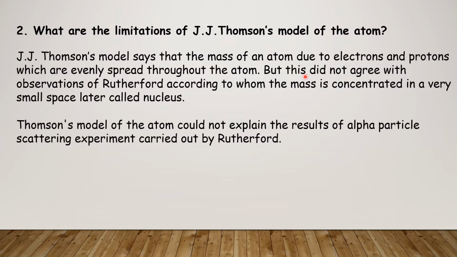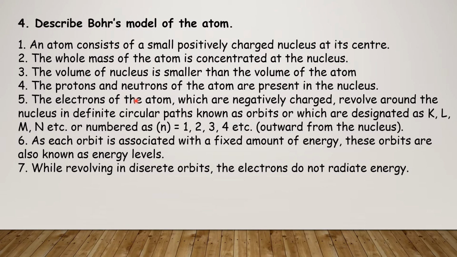But Rutherford's experiment shows that the mass is concentrated in the center, the middle part, which is called the nucleus. Thomson's model of the atom could not explain the results of the alpha particle scattering experiment carried out by Rutherford. In this experiment, alpha particles come back when they reach the center portion, because only the positive particles, the nucleus, are there. So write this answer in your notebook. The third question we already did in our notebook.